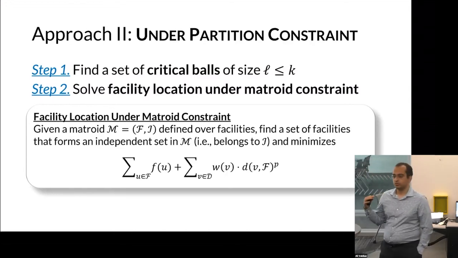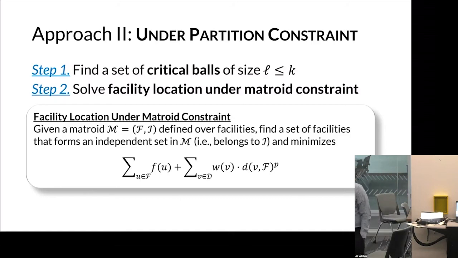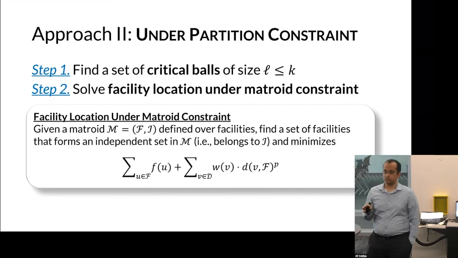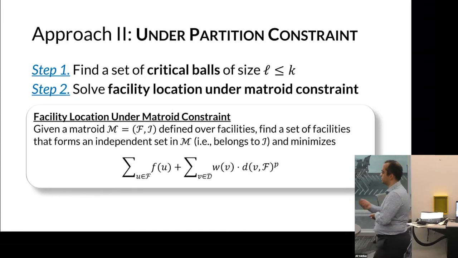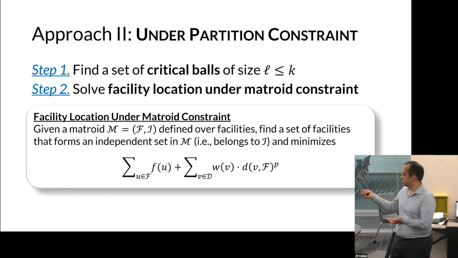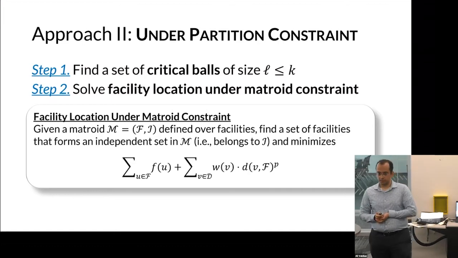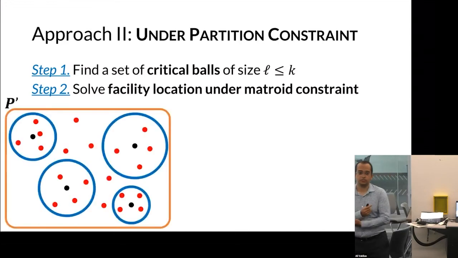We are given a matroid over the facilities, and we want to find a set of facilities that forms an independent set in this matroid, and minimize this objective, which is the classical objective for facility location. We want to minimize the opening cost and also the service cost for the clients. Okay, so now let me show you how you can solve this problem with facility location under a matroid constraint.